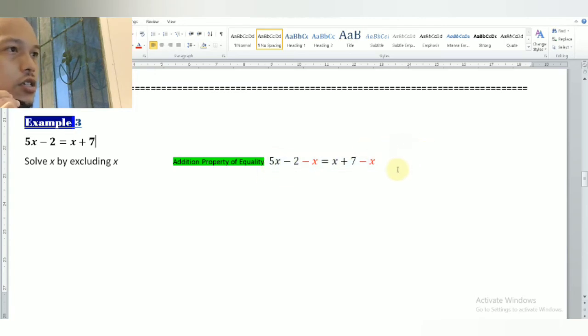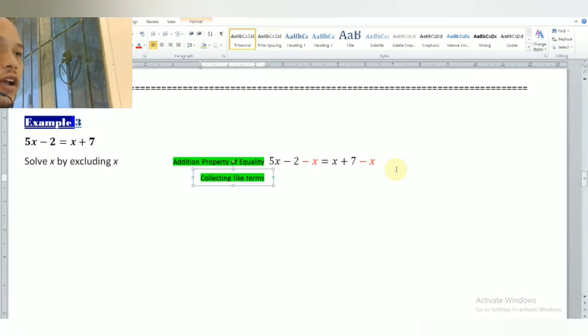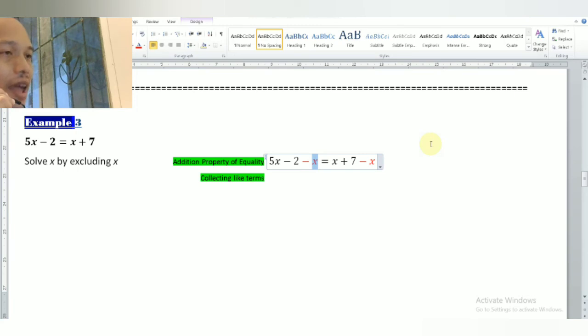Of course you have understood this, so I will skip those steps and go directly to collecting like terms, since we have this and this as like terms on the left member. This and this are like terms on the right member. When I collect them, 5x minus x becomes 4x, x minus x becomes 0. I hope you can understand this. This is the result of collecting like terms.